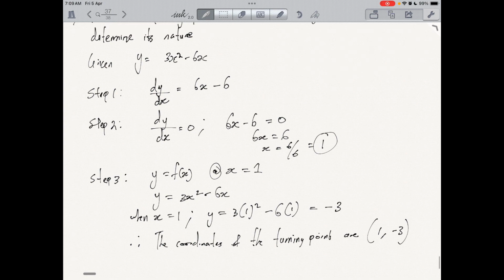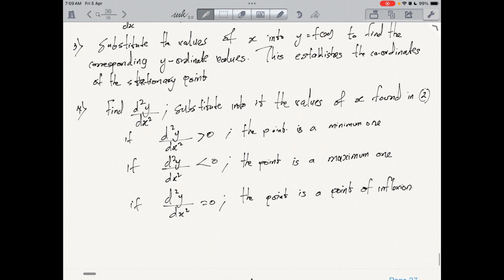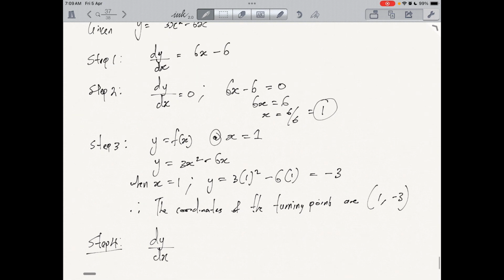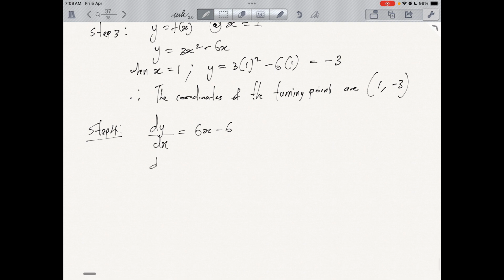Now with step 3 done, we go back and look at what step 4 is saying. It says find d squared y over dx squared. Substitute into it the values of x found in 2. So step 4, we recall that dy/dx, as we found, is equal to 6x minus 6. Now let's differentiate again to evaluate d squared y over dx squared. And d squared y over dx squared is equal to 6.